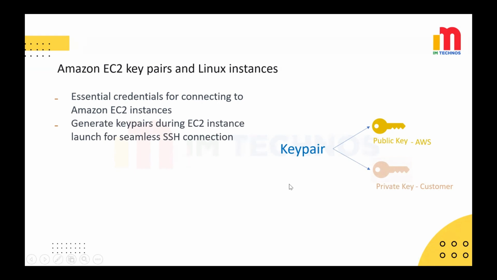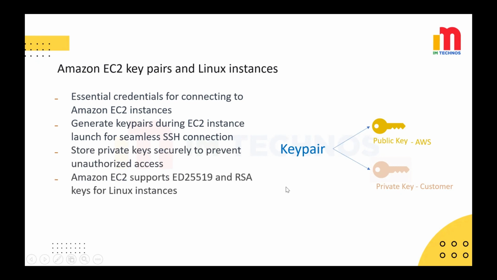Anyone who possesses your private key can connect to your EC2 instances, so it's important that you store your private key in a secure place. Amazon EC2 supports ED25519 and RSA keys for Linux instances, and we can have up to 5,000 key pairs per region. Now, what if you want to create multiple key pairs?